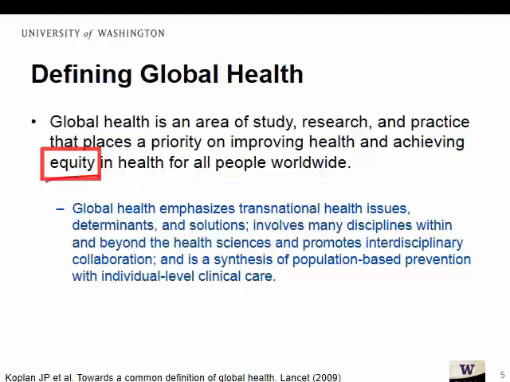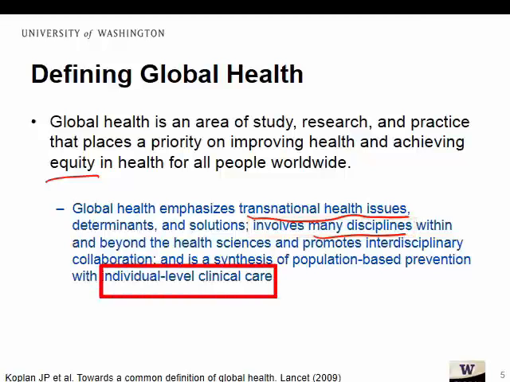It emphasizes transnational health issues, determinants, and solutions. It involves many disciplines, so the multidisciplinary component comes out within and beyond the health sciences, and it promotes collaboration. And it's a synthesis of both population-based prevention and clinical care. So I hope this gives you a flavor of the field of global health.